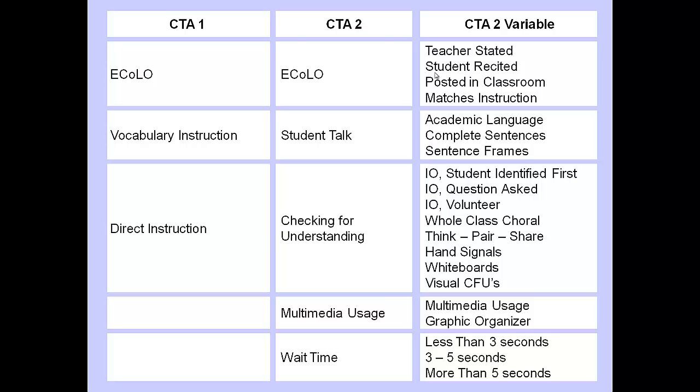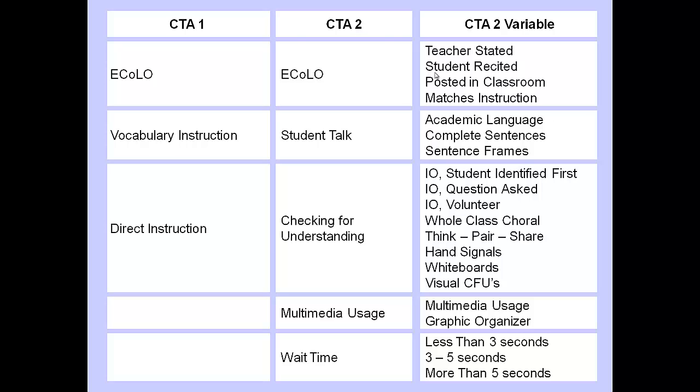Under checking for understanding, your academic coach will be looking for individual oral questions where the student is identified first, individual oral questions where the question is asked first, and individual oral questions where we ask for a volunteer or a raised hand. Out of these 3 types of individual oral questions, the type that we would like to see most is individual oral question asked first, and we'd like to see the volunteer asked the least.